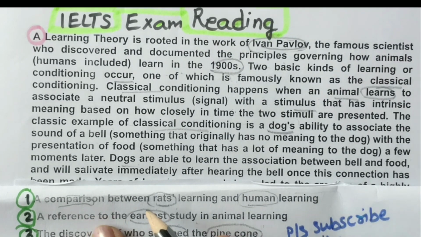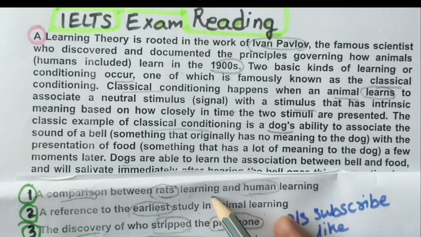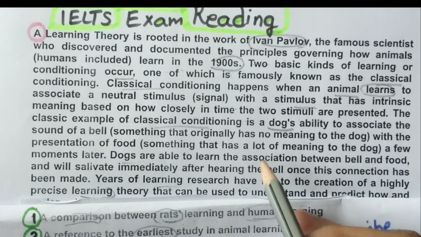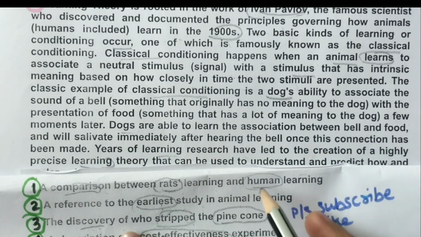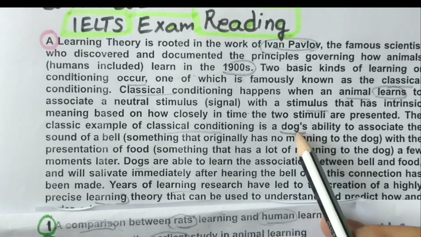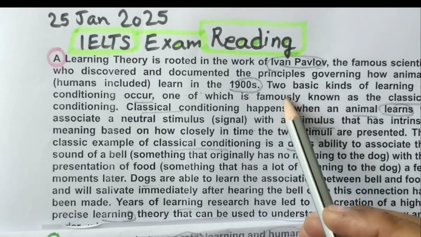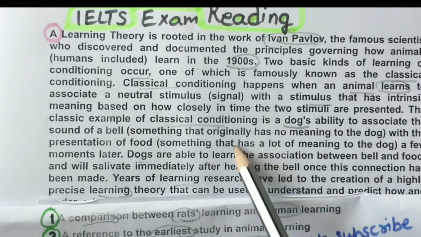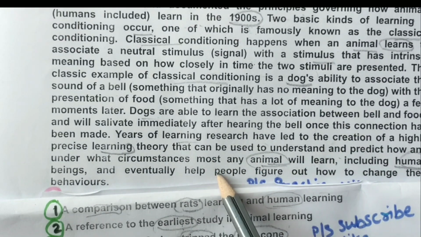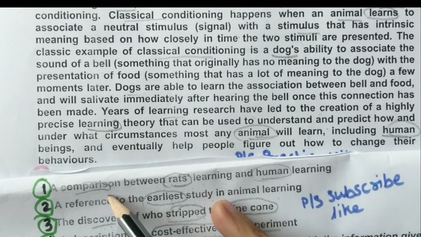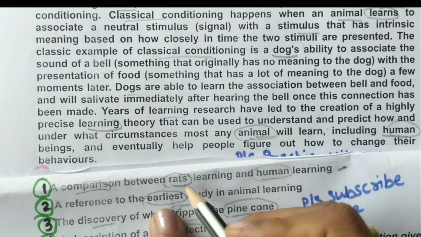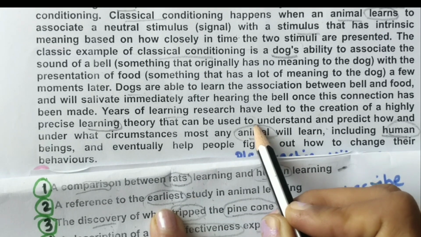So in the first option they were talking about a comparison between rat learning and human learning. Is rat also there or not? We have got human learning, but I think they are talking about dogs here. Two basic conditioning types they were talking about somewhere, but the comparison is going on between rat learning and human learning. Yes, but I am not getting rat, so I can't select this answer.